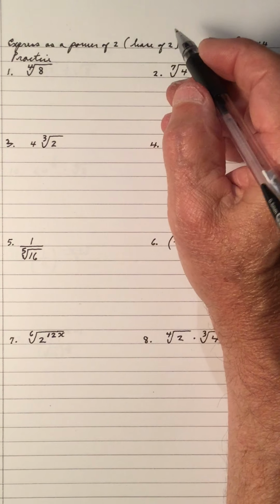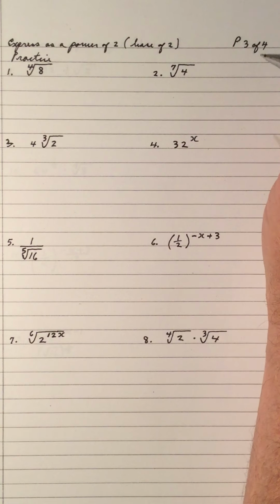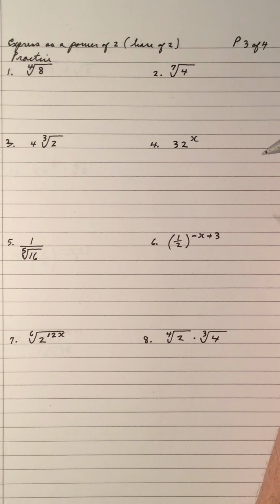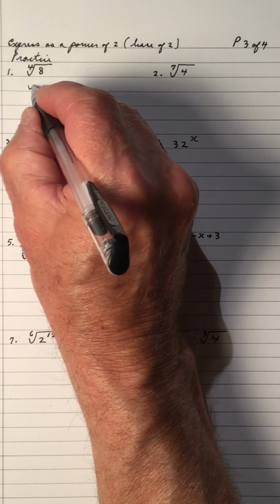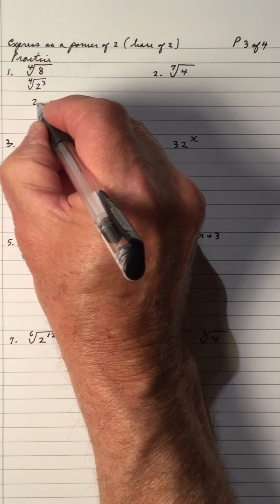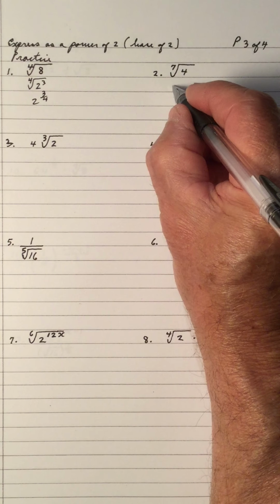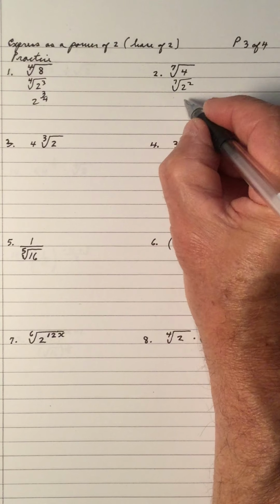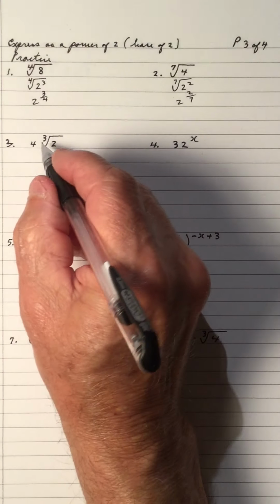Now we have more practice expressing as a power of 2. What you can do now is pause your video and work each of these out beforehand to see if you get them right. Here I go. The fourth root of 8, we need a base 2, so 8 is 2 cubed. So that's 2 to the 3 quarters. And the seventh root of 4, 4 is 2 squared, so that's 2 to the 2 over 7.